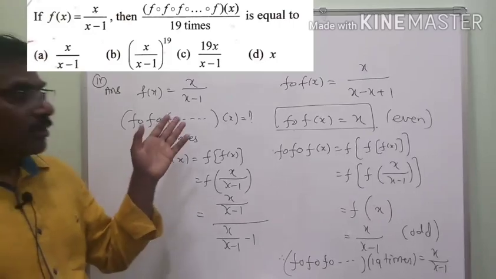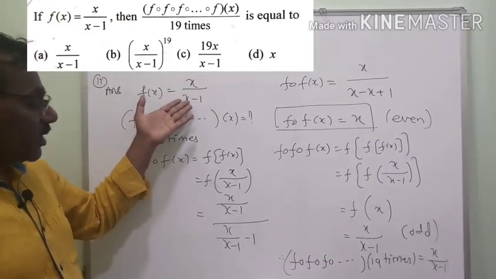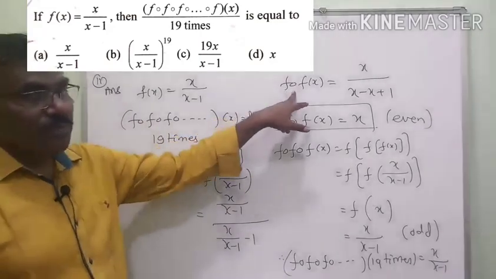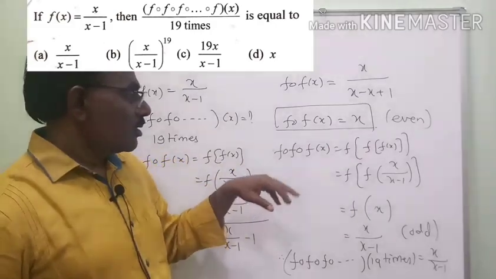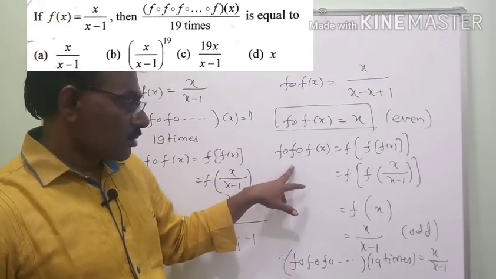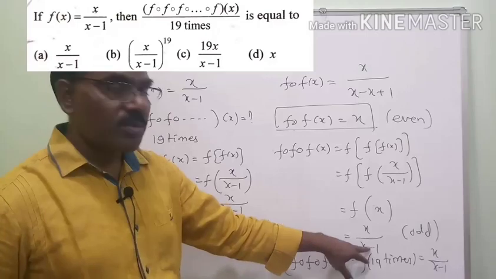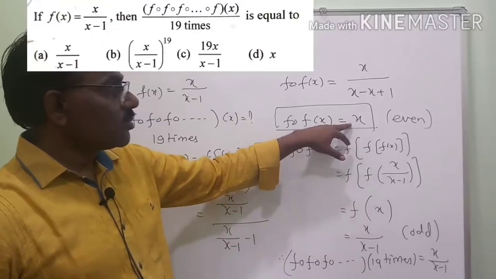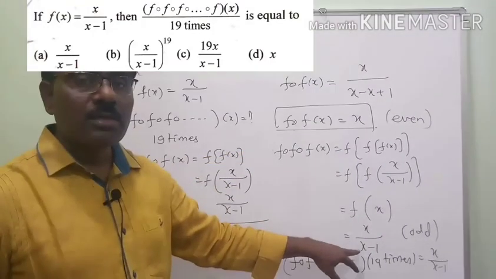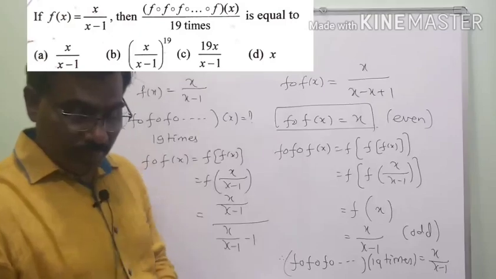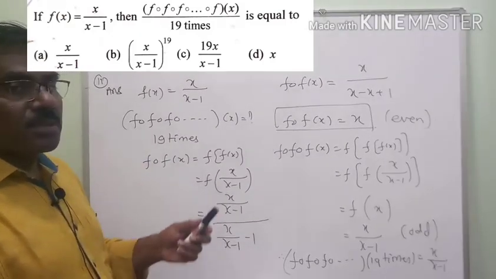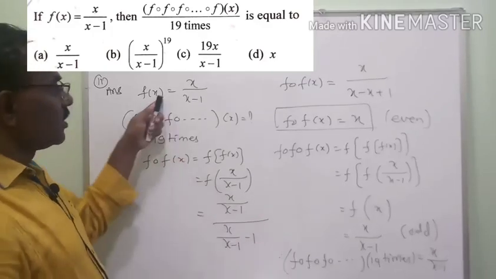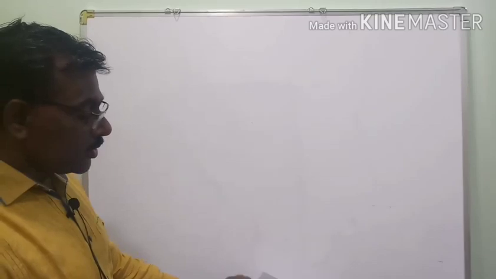I will repeat once again. f of x is x by x minus 1 only. First I am taking the even composition of f of x, you will get the answer x. For odd, x by x minus 1 comes. But this is 19 times: for even times x will come, for odd x by x minus 1. What are the even functions? Even functions give the answer x, odd functions give x by x minus 1. It is the given function only.